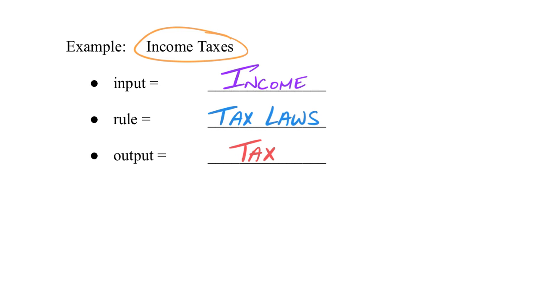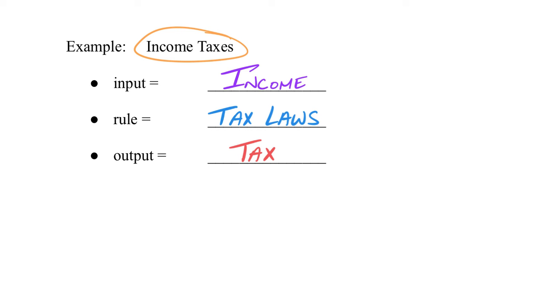Okay, let's take a look and break down the components of that function if we talk about income taxes. The first thing, our input. You see that in purple? Our input would be someone's income. So how much money did they make in a year? The second thing is the rule. That would be our tax laws. So Canada Revenue has a set of tax laws created by the government. We would follow those tax laws.